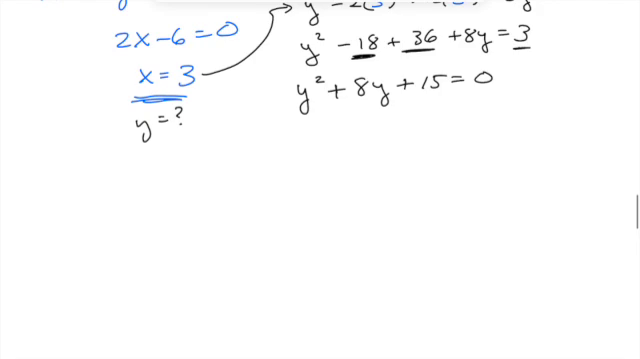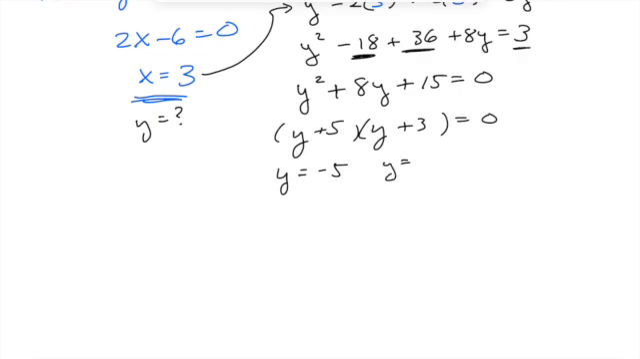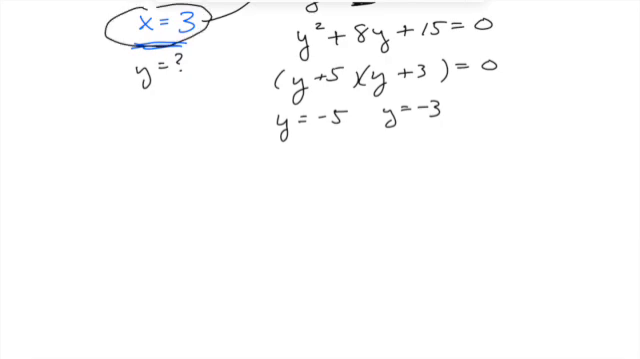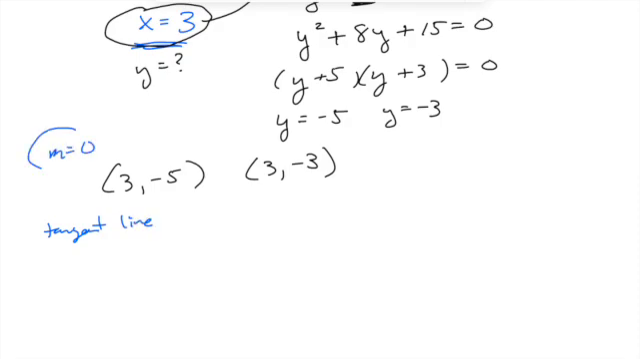And now that is factorable, right? Multiplies to 15, adds up to 8: positive 5, positive 3, which means our solutions are negative 5 and negative 3. And so those are two separate points, each one with x as 3. When x is 3, y is negative 5, and when x is 3, y is also negative 3. And each one of those is going to have its own tangent line. Now the slope of both of these, remember, is 0. That's what kind of started this off.